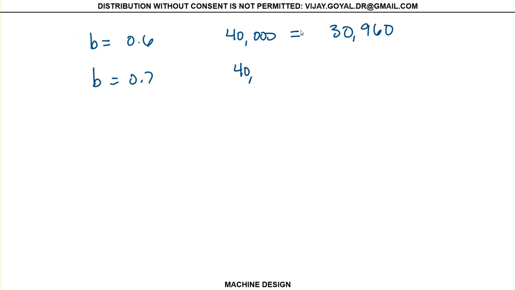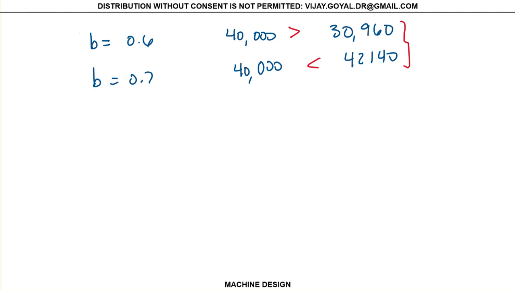So what happens is, when I take B equal to 0.6, you see your left-hand side is 40,000, right-hand side is 30,960. And then when B is equal to 0.7, you get 40,000, and the other side is 42,140, and now you realize this is bigger than this value. So you know that your answer has to be bound between these two values.